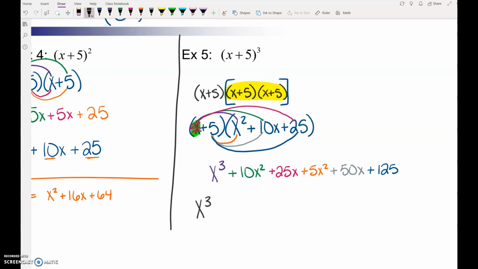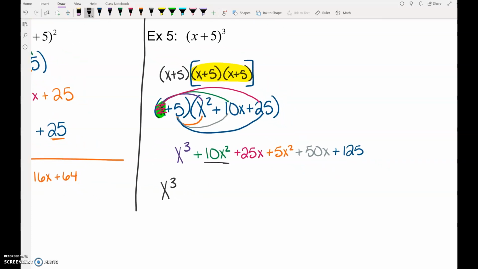We've got x to the third. For x squared, we've got 10x squared and 5x squared, so that would be 15x squared. For our x's, we have 25x and 50x, so 75x, and then our plus 125 at the end.